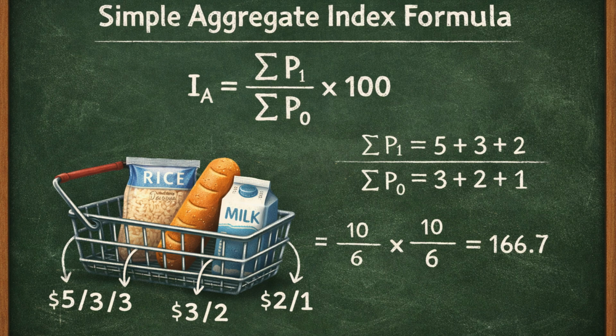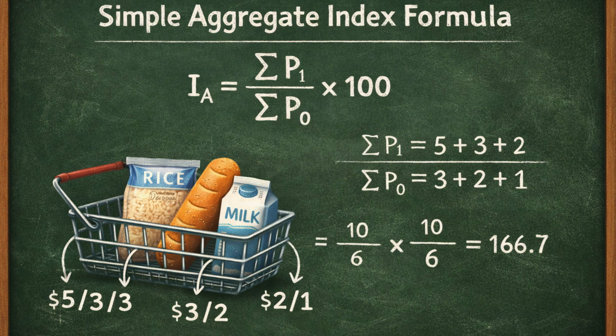Now let's move into the methods of constructing index numbers. The simplest approach is called simple index numbers. These methods treat all items as equally important. There are two main approaches: simple aggregate index and average of relatives method.